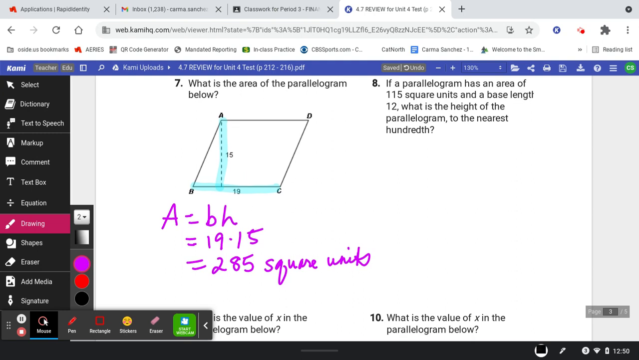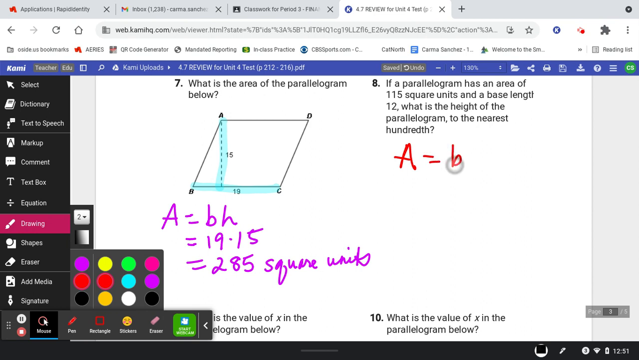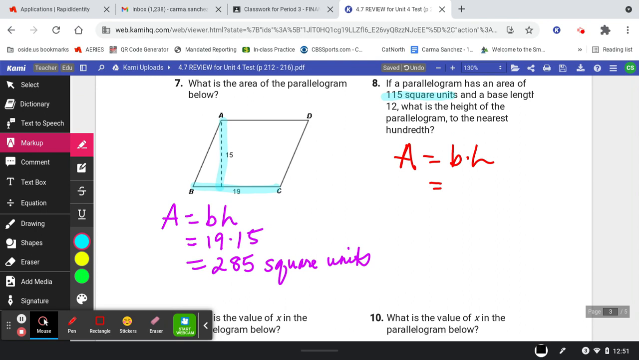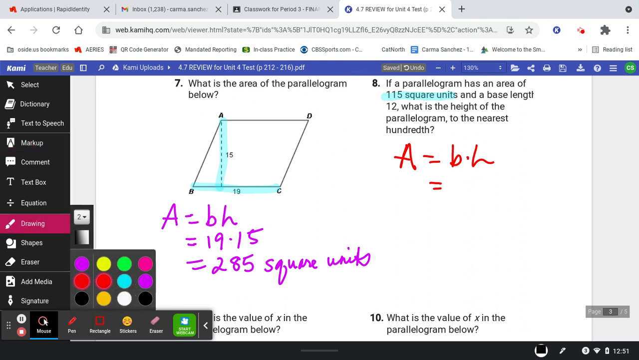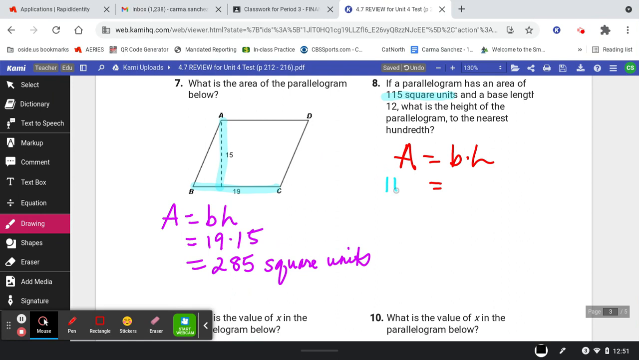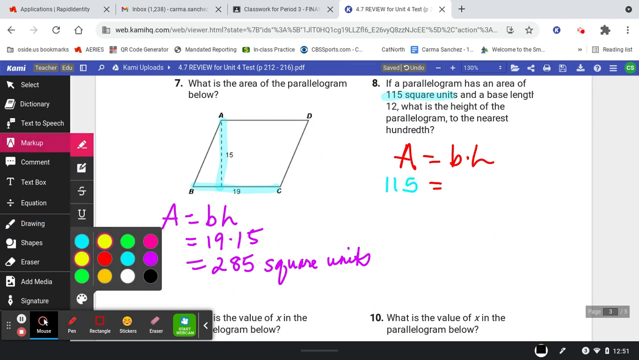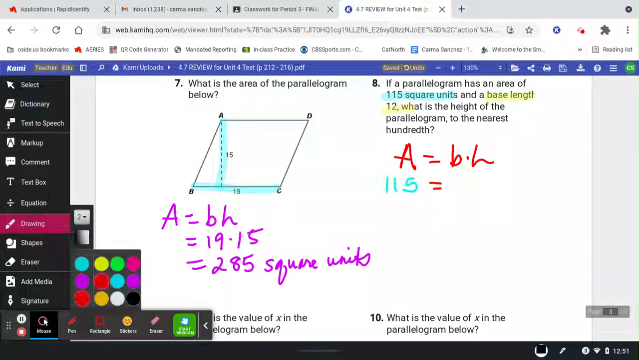The parallelogram has an area of 115 and a base length of 12. What is the height? So this one's having us work backwards using the same formula. This time they told us the area. So outside here, we know that this is 115. And then they told us that the base length is 12. So we've got a 12 right here, and then an h is our unknown.